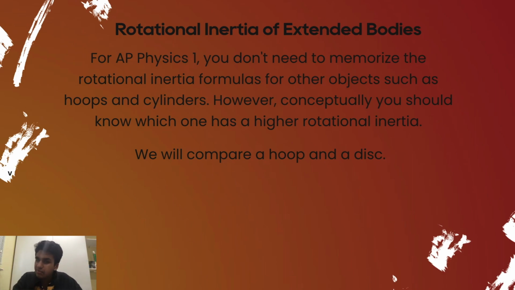And for AP Physics 1, you don't need to memorize the rotational inertia formula for any of these objects, such as hoops or cylinders. But conceptually, you need to know why one has a larger rotational inertia than the other. For example, I'm going to be comparing a hoop and a disk for you. So on the left, I have a hoop, and on the right, I have a disk. A hoop only has mass at the ends, while a disk has it throughout the entire area.